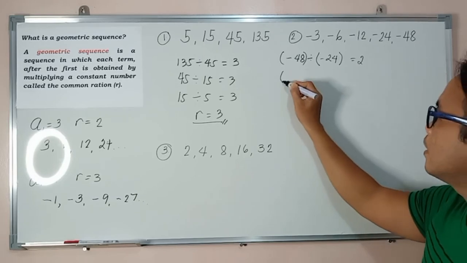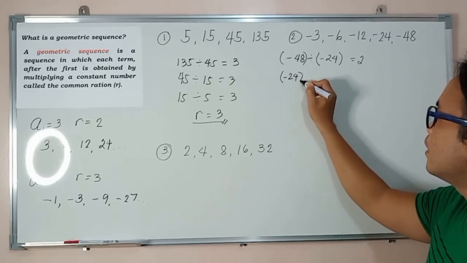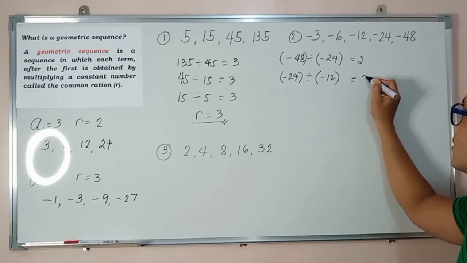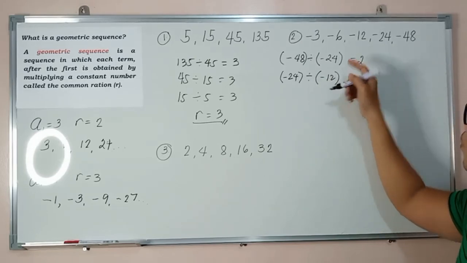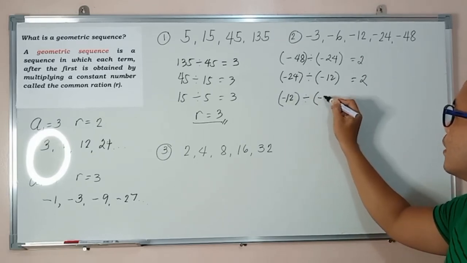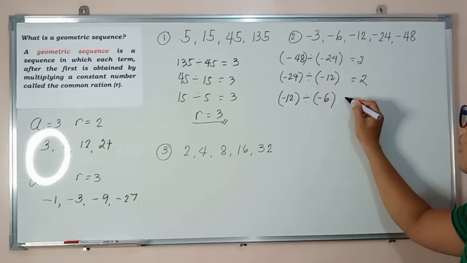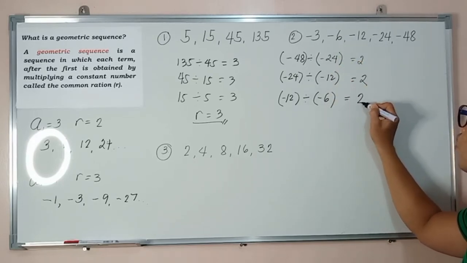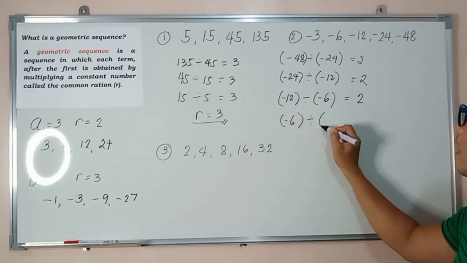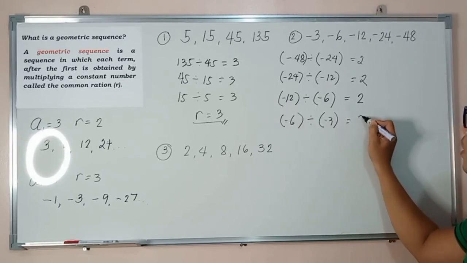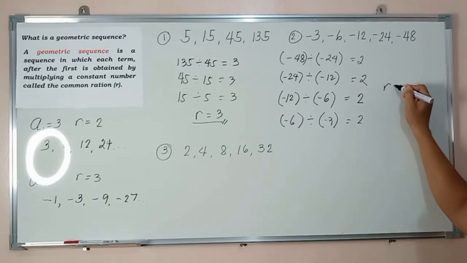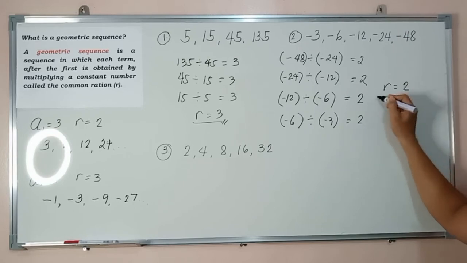Then we have negative 24 divided by negative 12 will also give us positive 2. Then we have negative 12 divided by negative 6. This one is also positive 2. And negative 6 divided by negative 3 will also give us positive 2. So therefore, our common ratio for this example is positive 2.